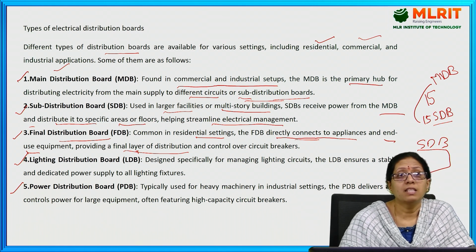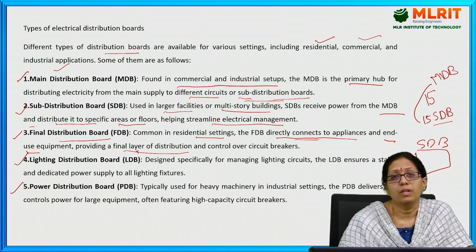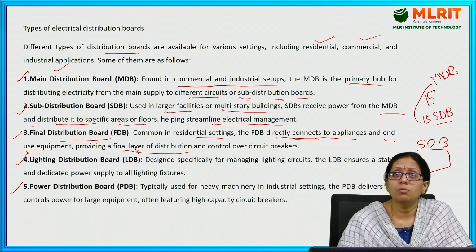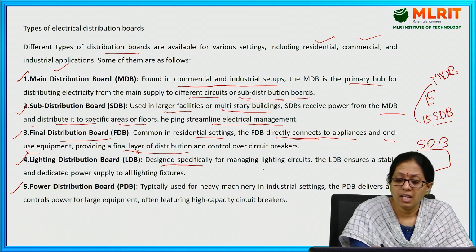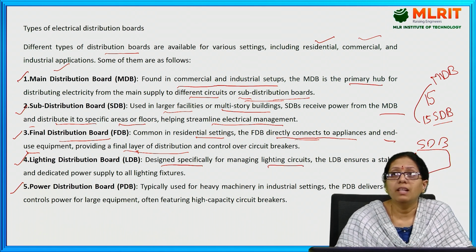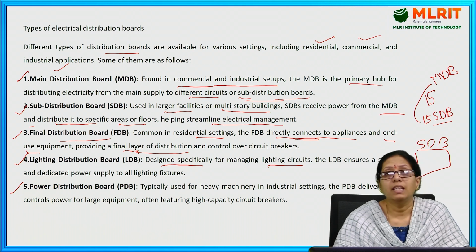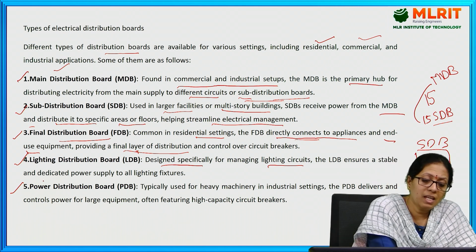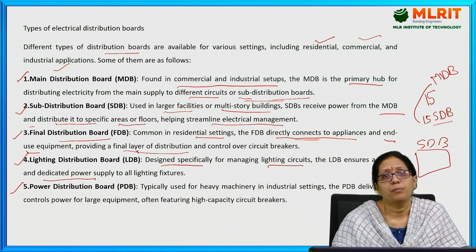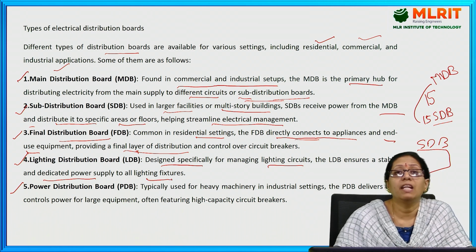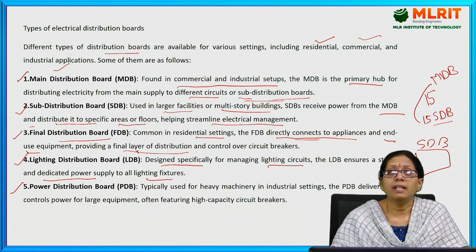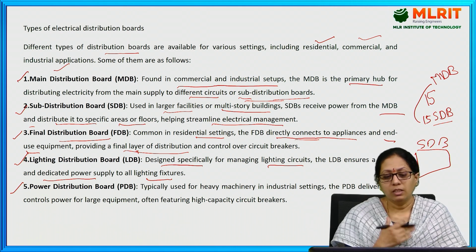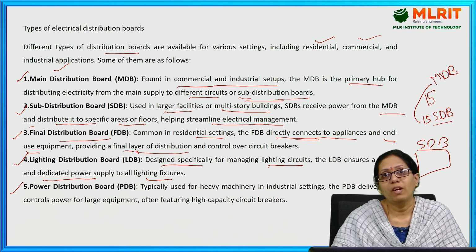The next category is the lighting distribution board, that is LDB. The lighting distribution board is designed specially for managing the lighting circuits. The LDB ensures a stable and dedicated power supply to all the lighting fixtures. Means we have different types of lighting systems, and the lighting system mostly depends upon the area as well as the room where we are using it.